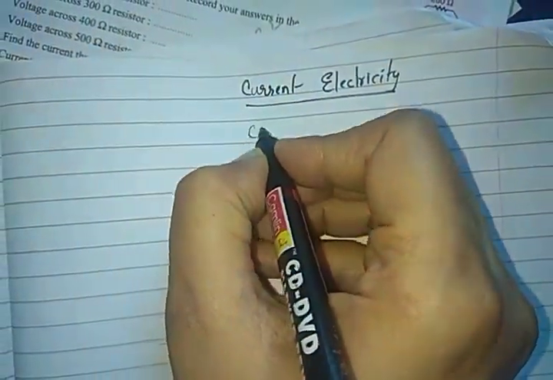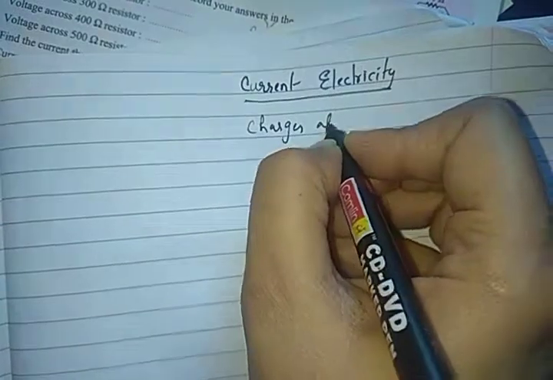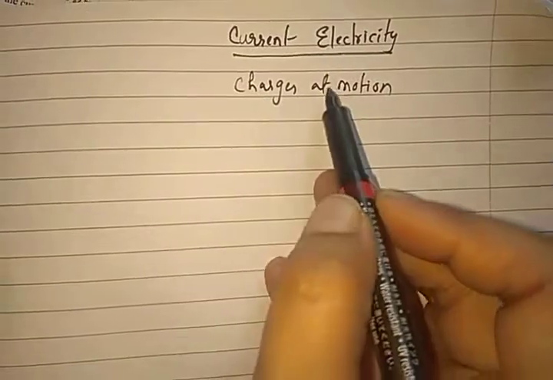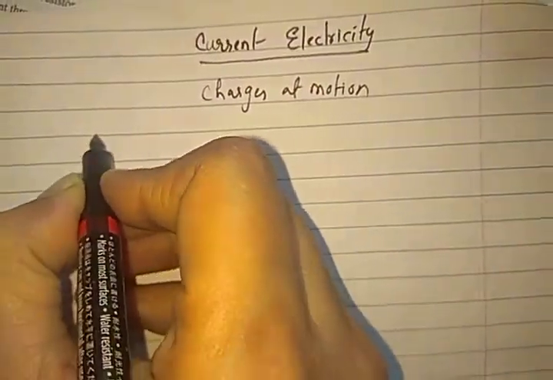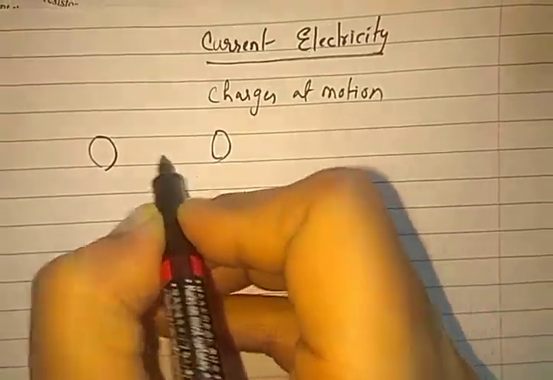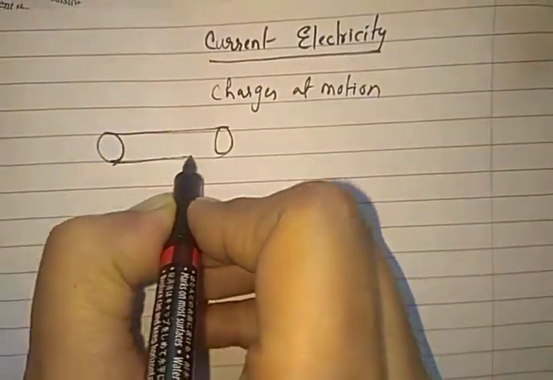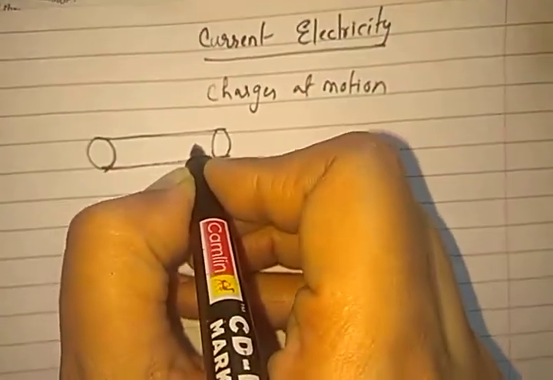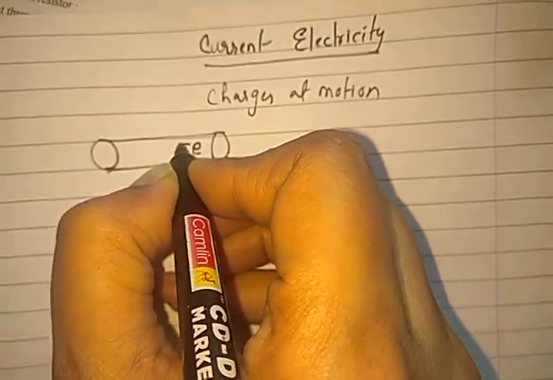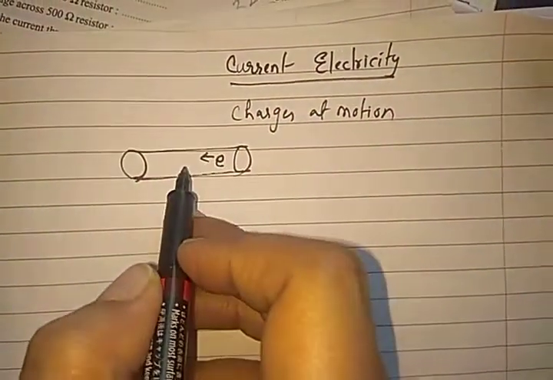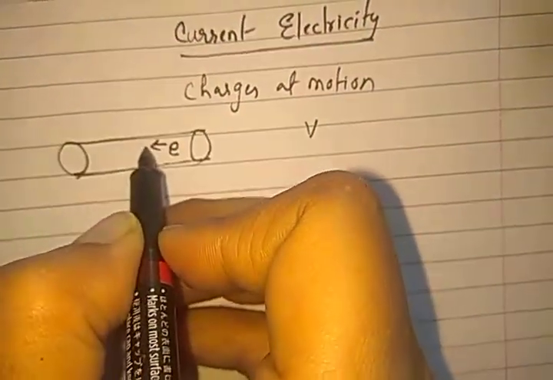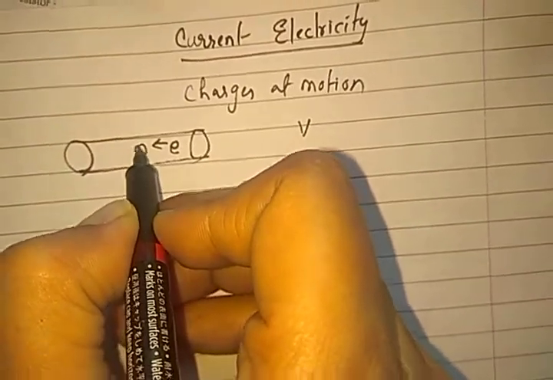So yesterday we were talking about current electricity, when the charge is in motion. Here again I am drawing a conductor in which I have applied an electric field. Now what exactly happens when an electric field is applied? Then the electrons start to move. So when an electron is moving, it must have some velocity. Now this electron strikes with the kernels.